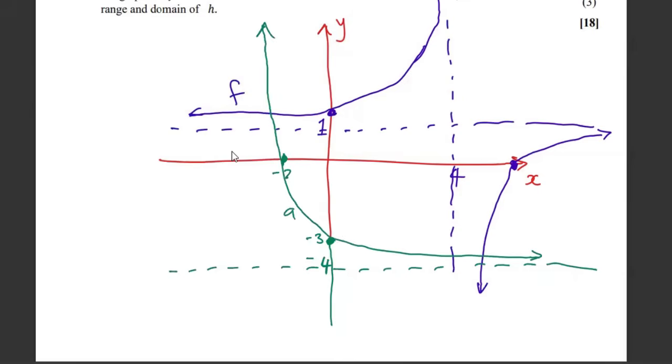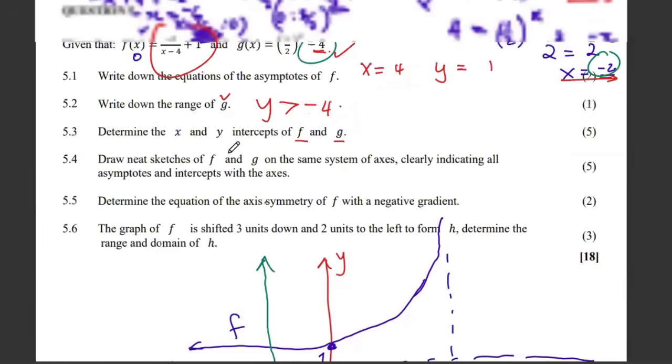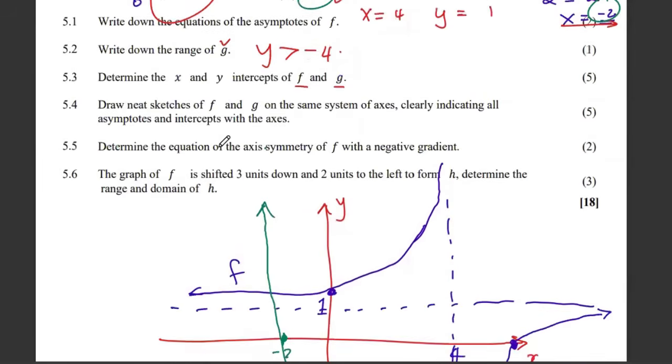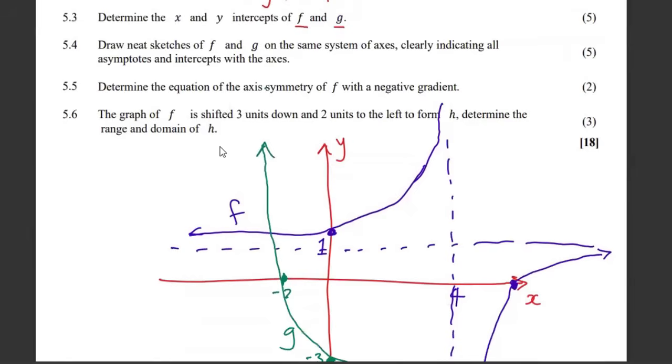Okay, so that is a g. Then determine the equation of the axis of symmetry of f with a negative gradient. So that will be y is -x plus c. The point of intersection of the asymptotes is a 4 and a 1.